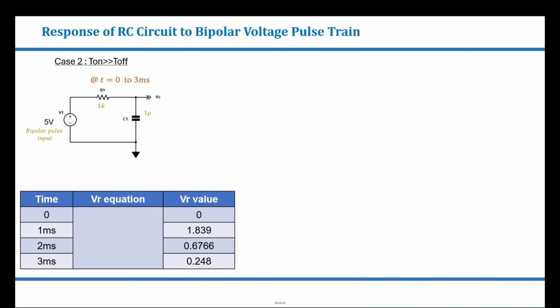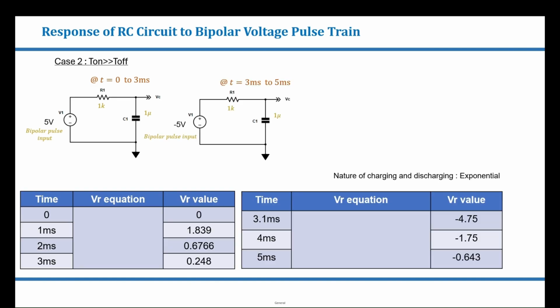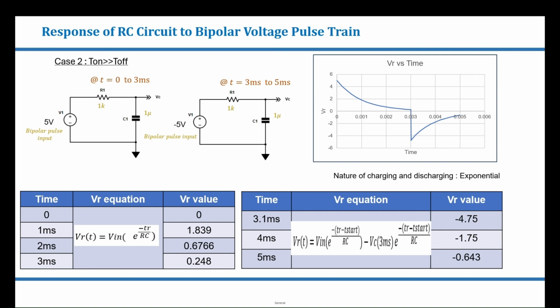Now similarly, to calculate the voltage across the resistor, for 0 to 3 milliseconds, the input voltage of 5 volts is available. Hence, we use the equation VR of t is equal to Vin into e to the power minus t by RC. And on plotting this, we can see the behavior during 0 to 3 milliseconds. And after 3 milliseconds, the input voltage is minus 5 volts. On using this equation, we get the following values. And on plotting this, we can see the nature of the voltage across the resistor.